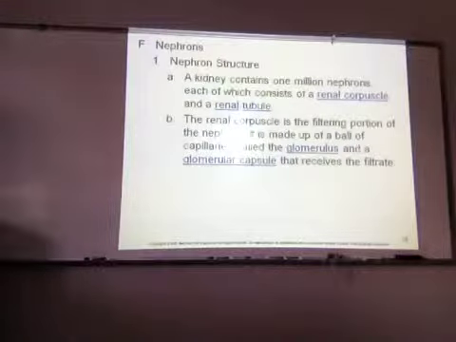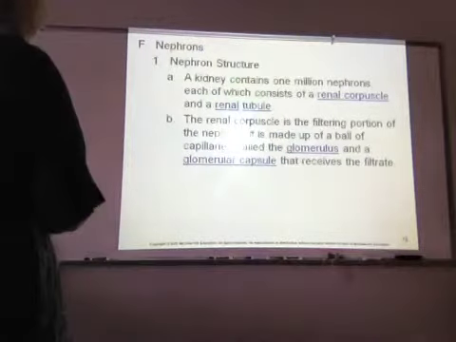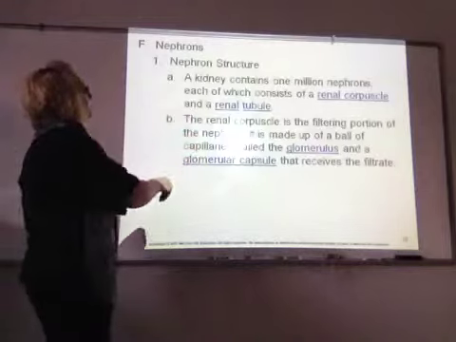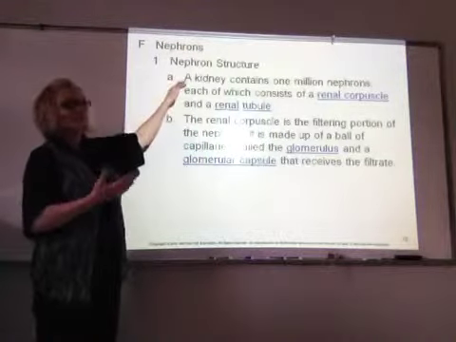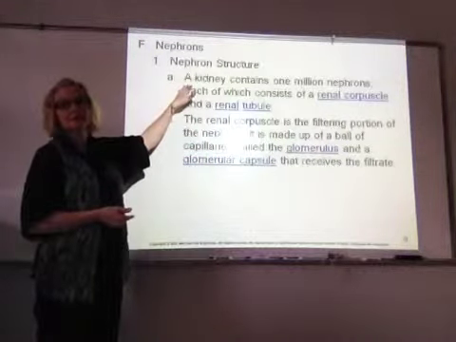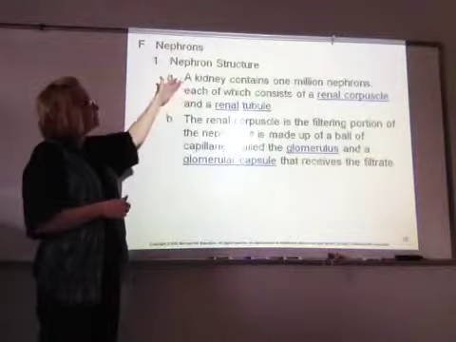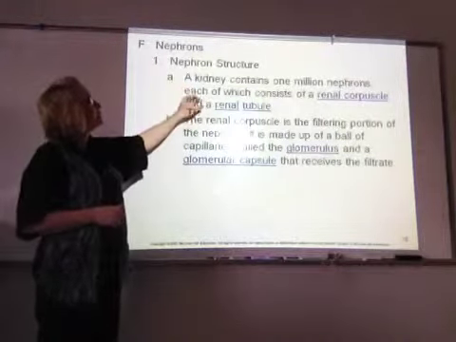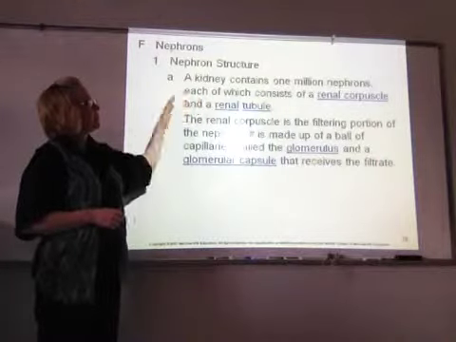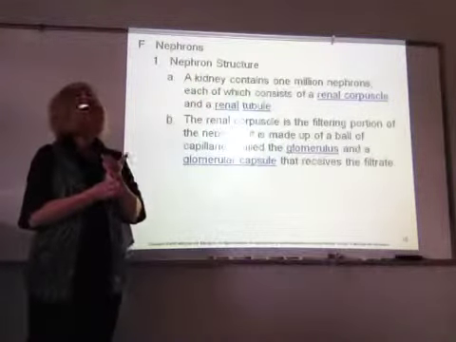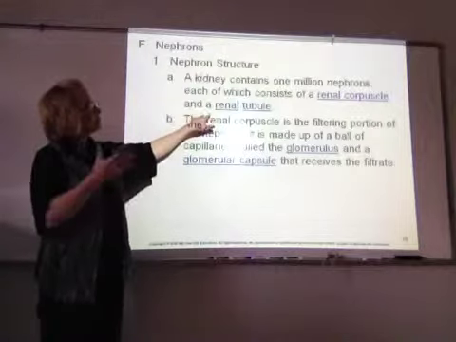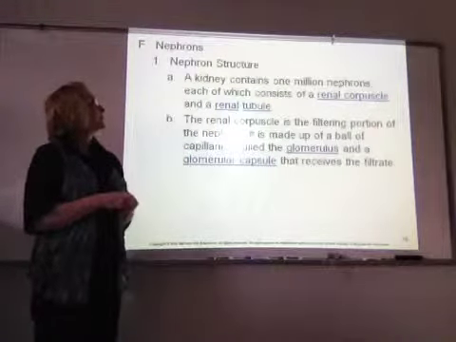All right, so moving on to the nephrons. These are the tiny little structures that actually do the filtering. Each kidney contains approximately 1,000,000 nephrons, so your kidneys are full of these tiny little structures. Each one is going to have a renal corpuscle and a renal tubule, and we will look at that.